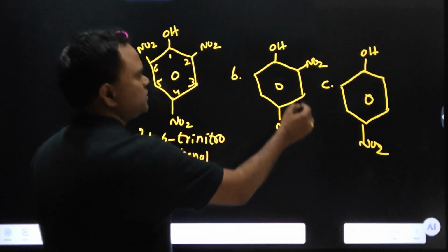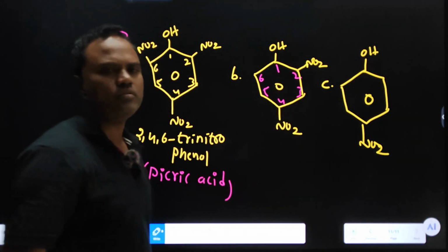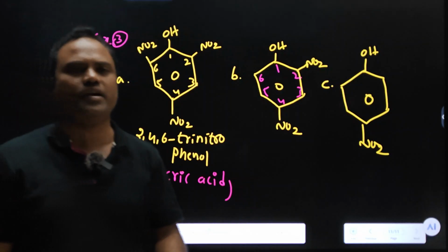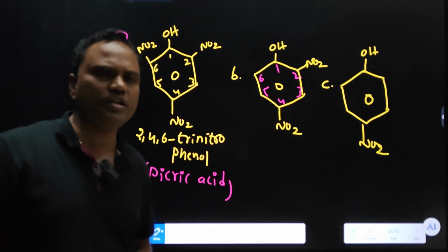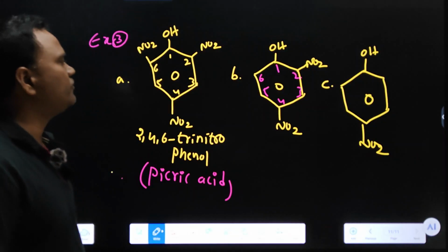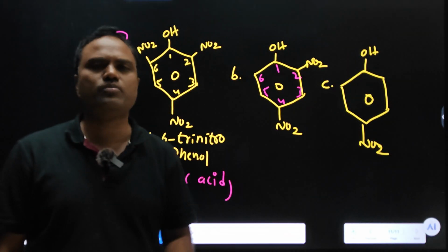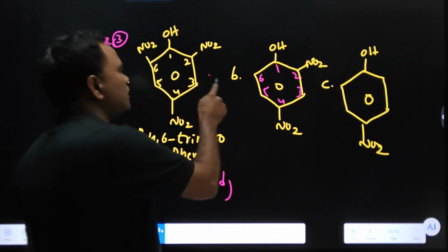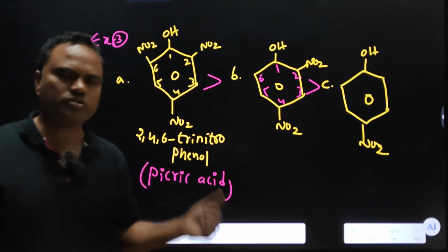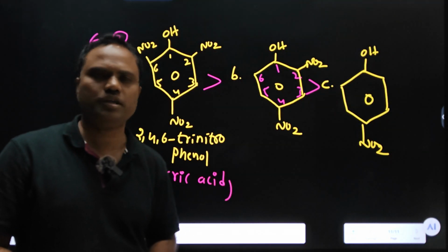And this is 2,4-dinitrophenol and paranitrophenol. Which is more acidic? Guess which has the higher Ka value. More acidic means more Ka value. In which are more minus M groups present? If the number of minus M groups is more, then the acidic nature will be more. So the order is A greater than B, B greater than C. That hydrogen bonding example and this example are very important.